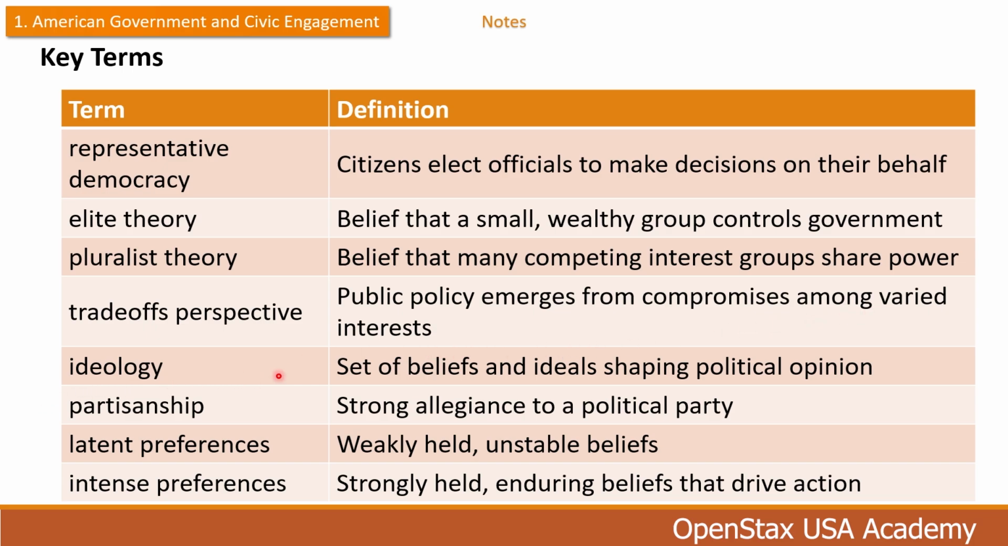Next, ideology: a set of beliefs and ideals shaping political opinion. Next, partisanship: strong allegiance to a political party. Next, latent preferences: weakly held, unstable beliefs. Next, intense preferences: strongly held, enduring beliefs that drive action.